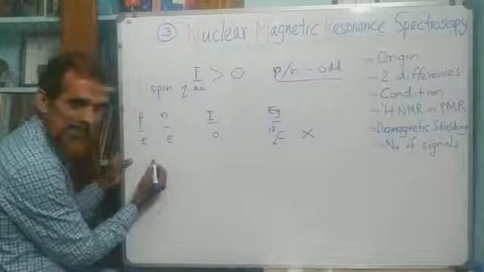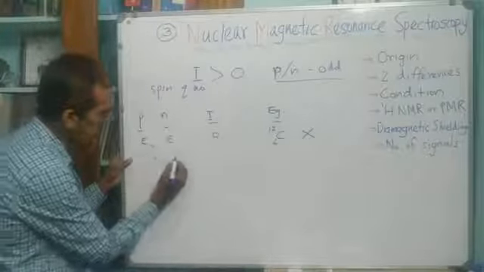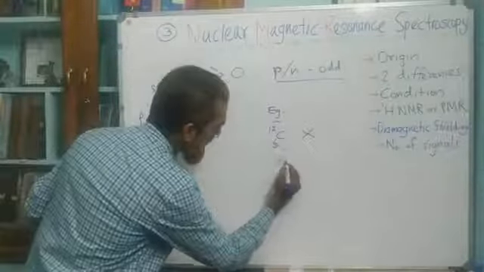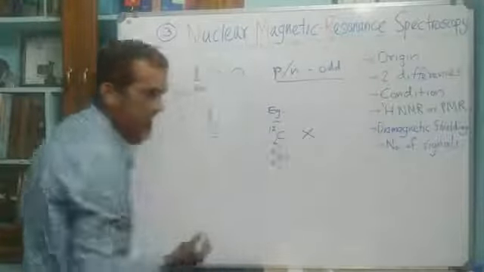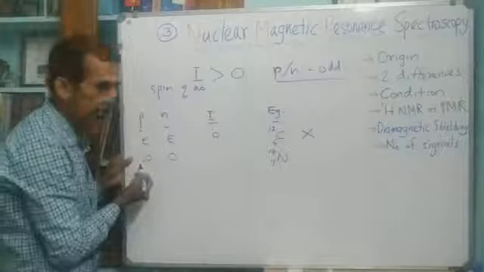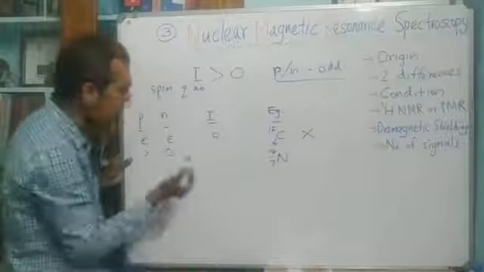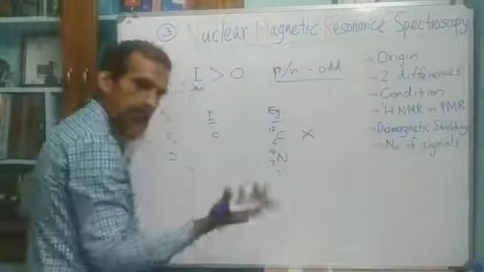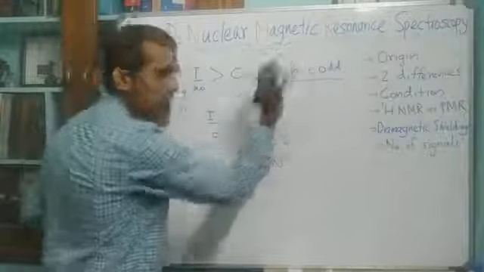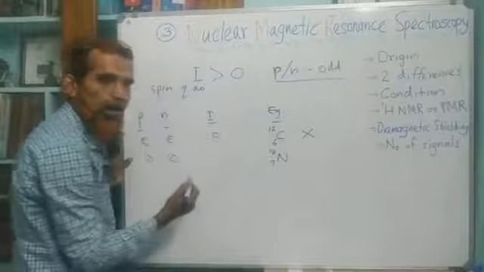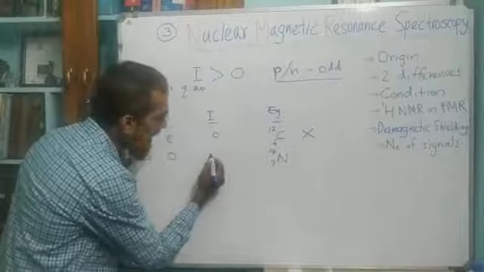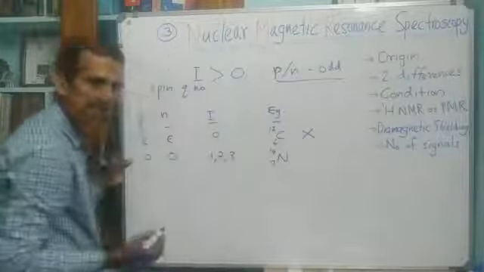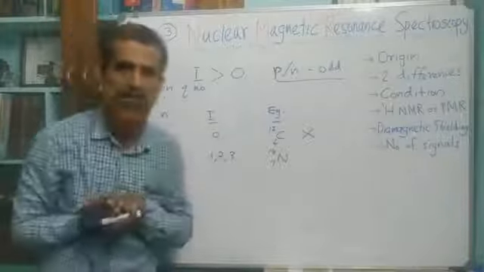The second possibility is that both are odd. Example, nitrogen-14. 7 protons, so an odd number. 14 minus 7, 7 neutrons, again an odd number. In that case, because both are odd, definitely it will have I more than 0, and the value will be integers, whole numbers like 1, 2, 3, etc. You get an integral value for I in that case.